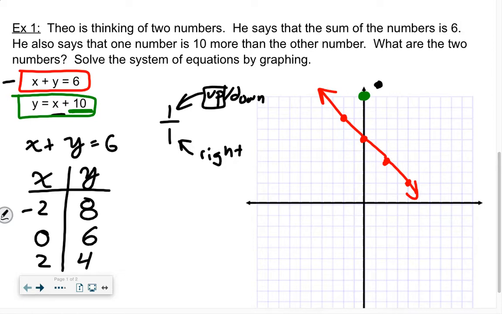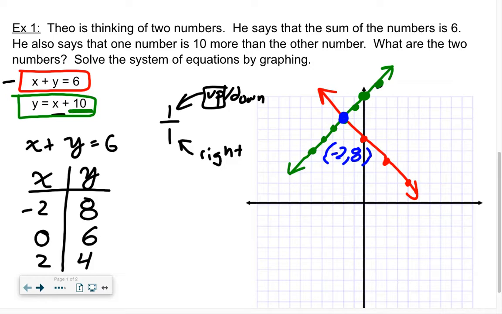Now obviously I'm falling off my graph, but that's okay. We're going to continue this pattern in the other direction though. So down 1, left 1. And the question is, why did I emphasize going down to the left there? Well, the whole key to this problem is being able to find the intersection point of these two lines. The intersection point occurs right here. And that intersection point is the point -2, 8. And that ordered pair right there is actually the solution to our system of equations.